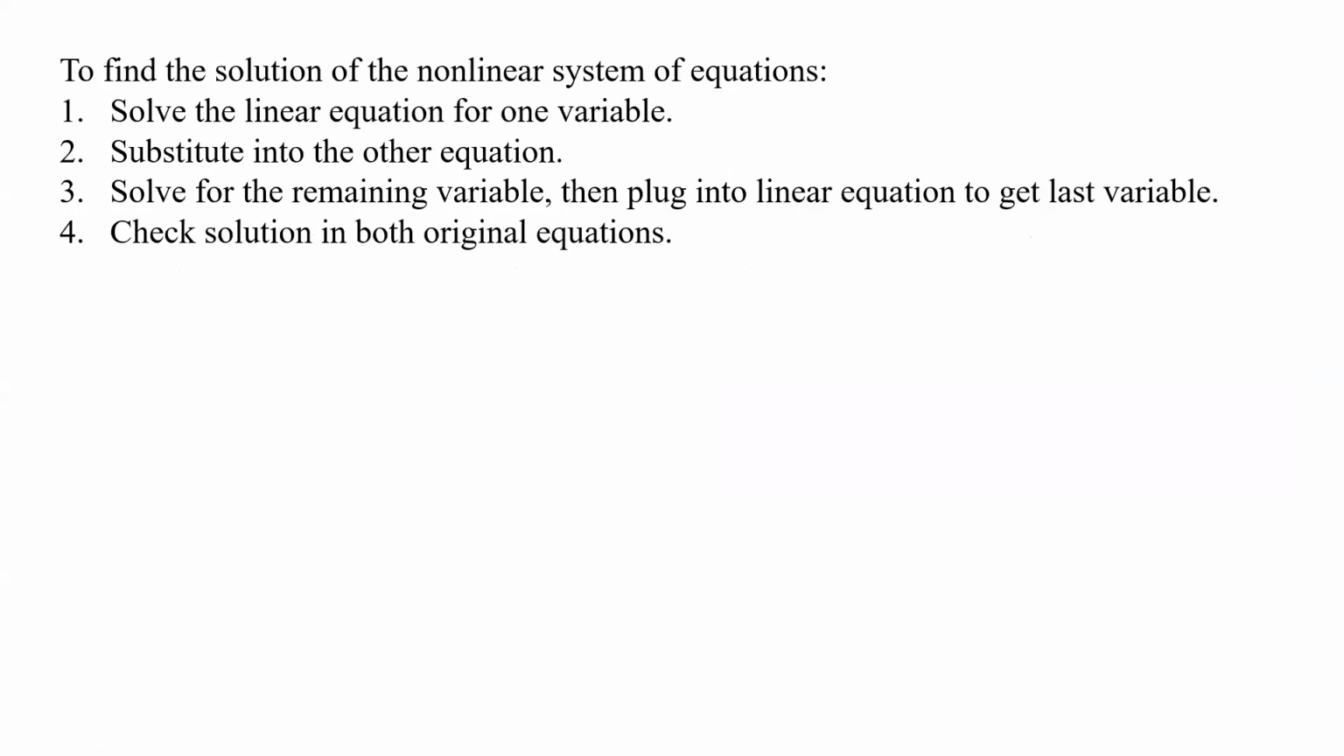Now to find the solution of a nonlinear system of equations where one of them is linear, what we're going to do is first solve the linear equation for one variable, basically the one that's easiest to do. We're going to substitute that into the other equation. Then we're going to solve for the remaining variable and plug into the linear equation to get the last variable, and then we're going to check the solution in both original equations.